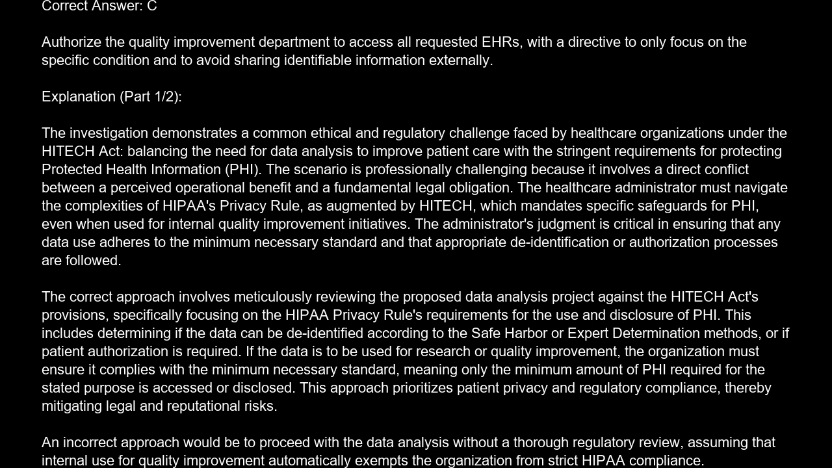The correct approach involves meticulously reviewing the proposed data analysis project against the HITECH Act's provisions, specifically focusing on the HIPAA privacy rules requirements for the use and disclosure of PHI. This includes determining if the data can be de-identified according to the safe harbor or expert determination methods, or if patient authorization is required. If the data is to be used for research or quality improvement, the organization must ensure it complies with the minimum necessary standard, meaning only the minimum amount of PHI required for the stated purpose is accessed or disclosed. This approach prioritizes patient privacy and regulatory compliance, thereby mitigating legal and reputational risks.